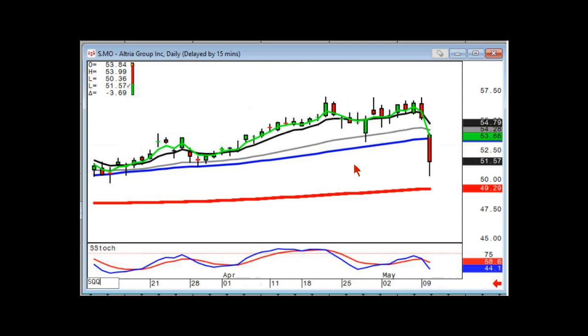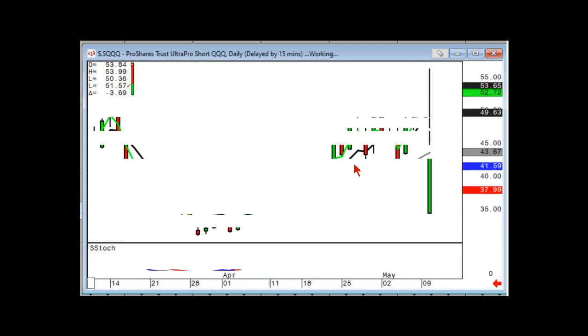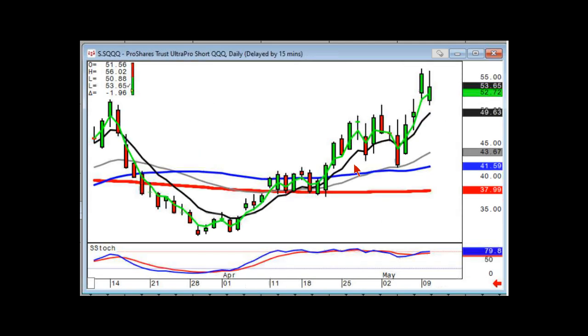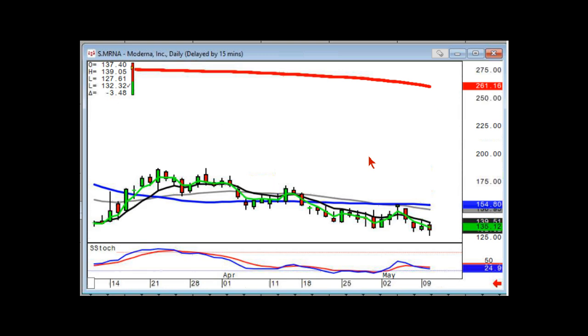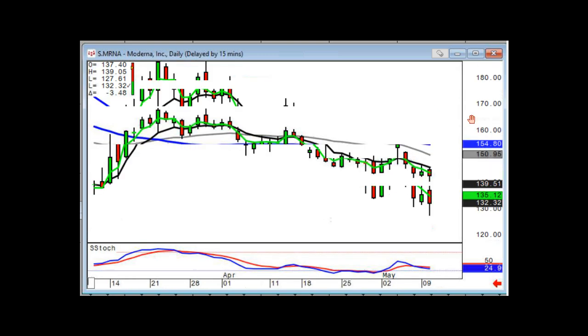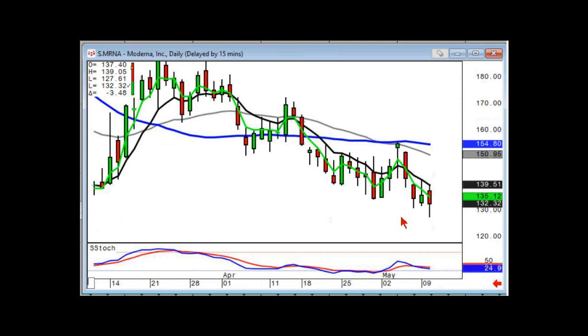The short Qs, you stay long. I would probably use today's open as a stop. Myrna, nothing wildly exciting. If you're short, you can stay short. Look at your hanging man that failed right at the 200.